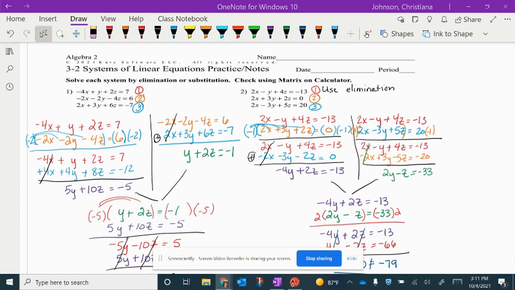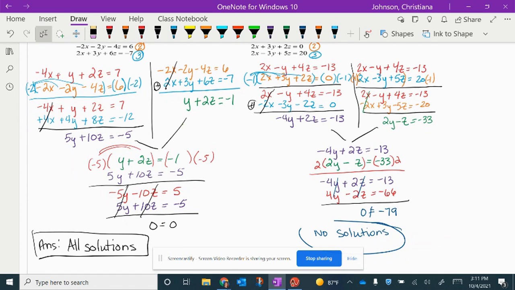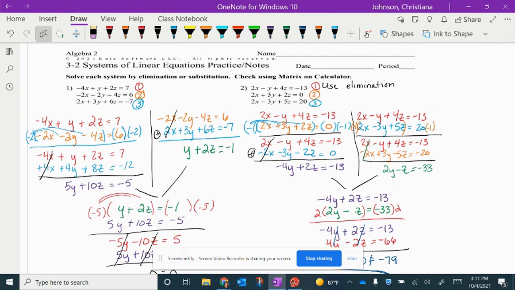And then we ended up with 5y plus 10z equals -5. In the second equation, we took the second and third problem and did the same thing. And then we combined them. And what ended up happening was the y and the z also were eliminated. So we ended up with 0 equals 0. So all solutions.